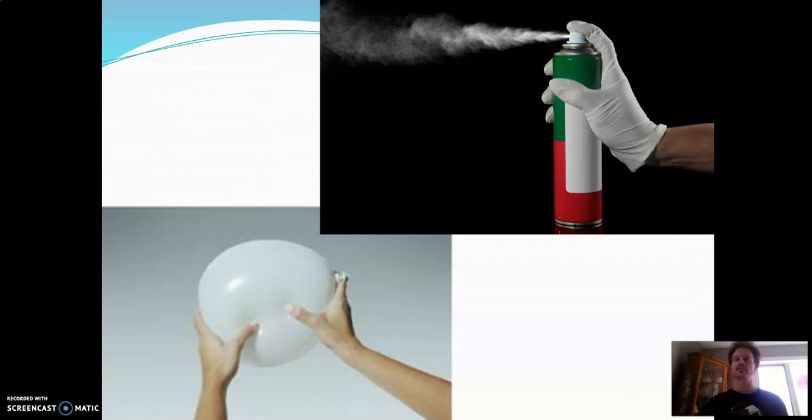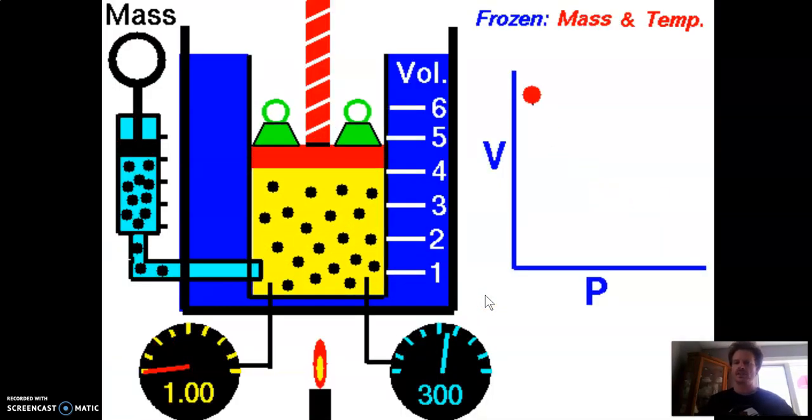Another one that we can look at is an aerosol can. We open it up and you can see in this case, we release some of that pressure. What is happening to the ability of those gas molecules as they enter this new system that's not as constricted? What's going on there? Well, this is a pretty good animation of what's going on.